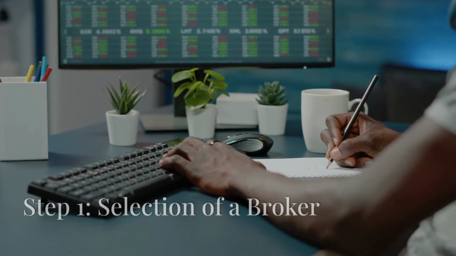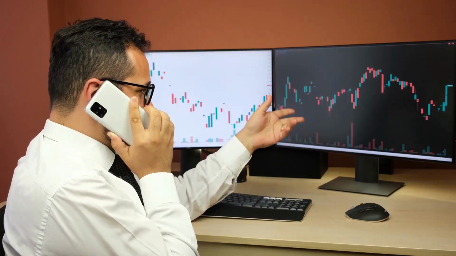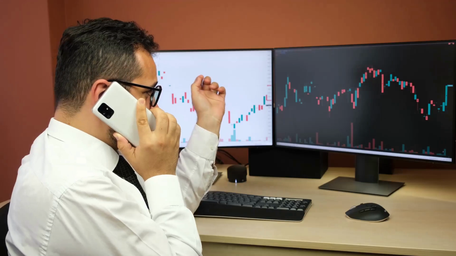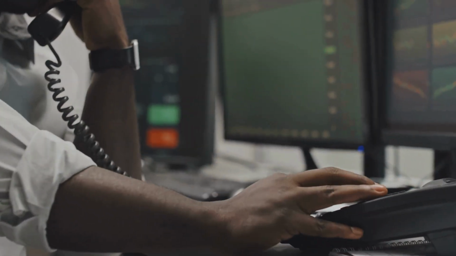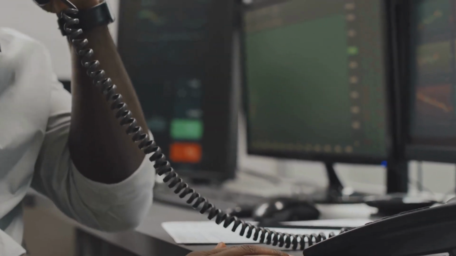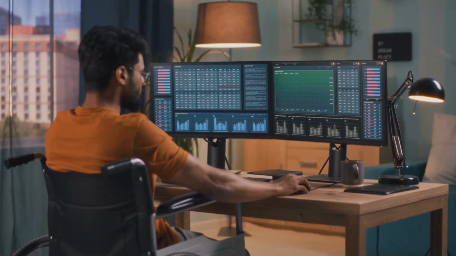Step 1. Select a broker. Brokers are registered with the stock exchange and act as your market representative. Choose between full-service or discount brokers. Examples include Zerodha, Upstocks, and ICICI Direct. Ensure the broker is SEBI registered.